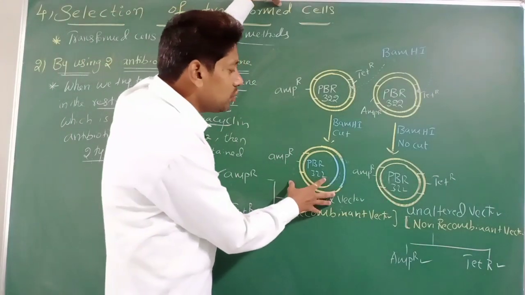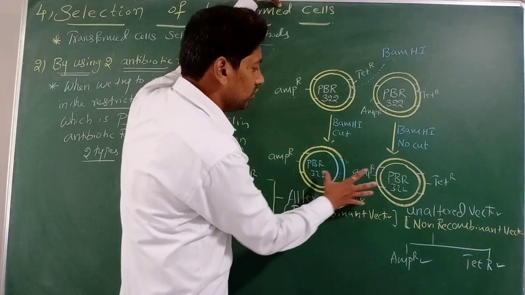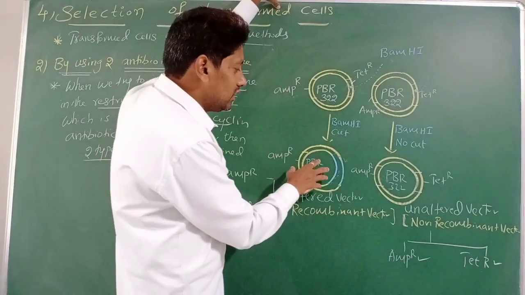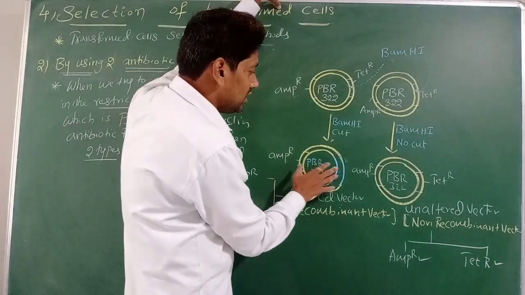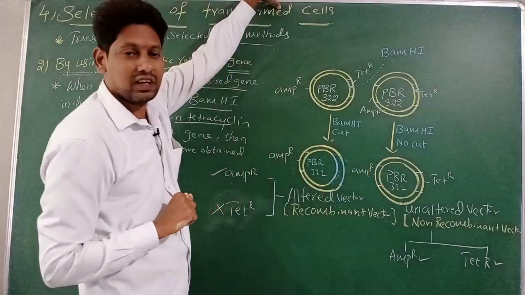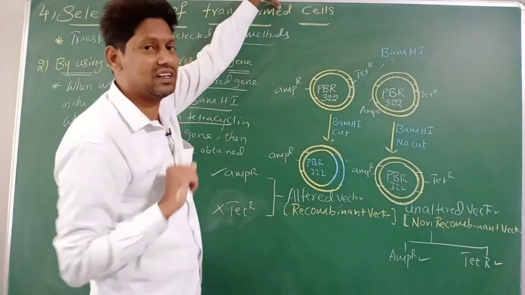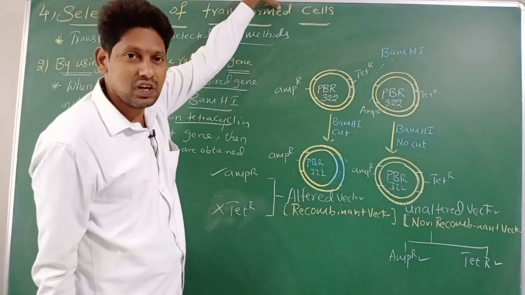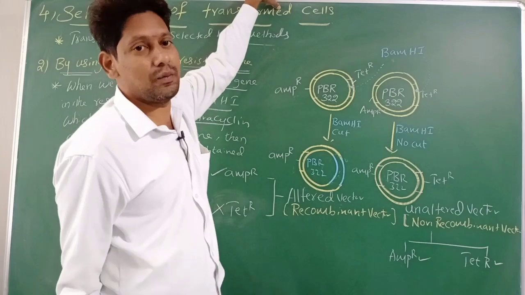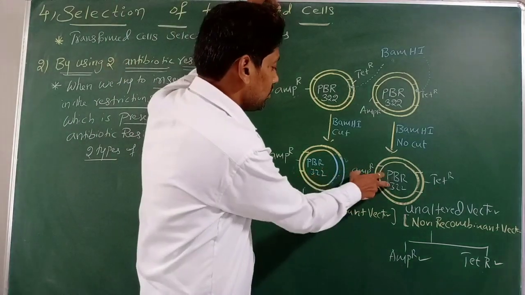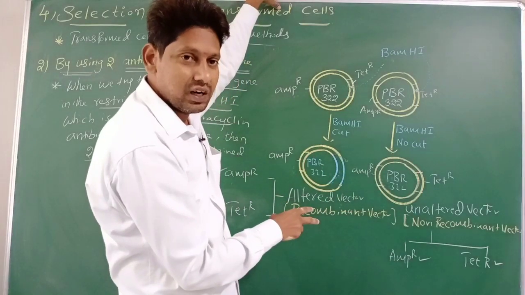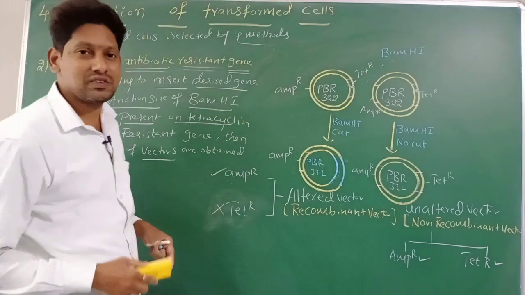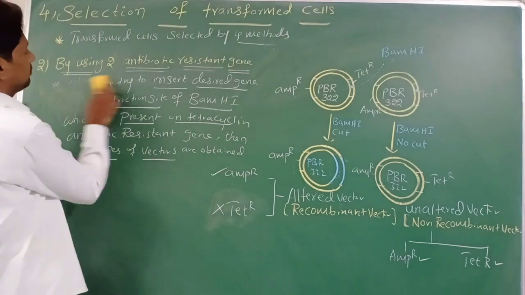Sir, when we try to introduce these vectors into the host bacterial cells, three types of cells are obtained. How many types of cells are obtained? Three types of cells are obtained.